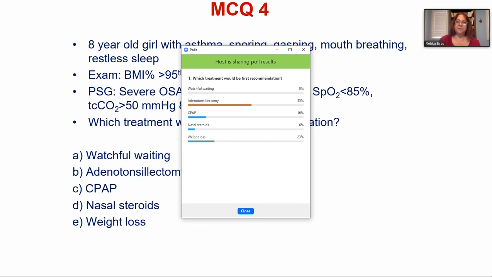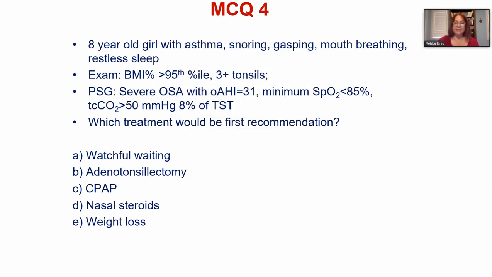Okay, so for the first question, most people answered adenotonsillectomy, but I think there's no one true answer here, and I think we can talk about those. So I would choose adenotonsillectomy also. Some studies show that children with obesity and hypertrophic tonsils still respond to adenotonsillectomy.